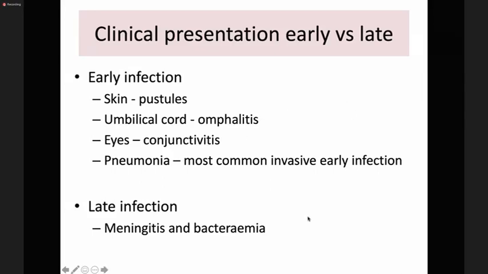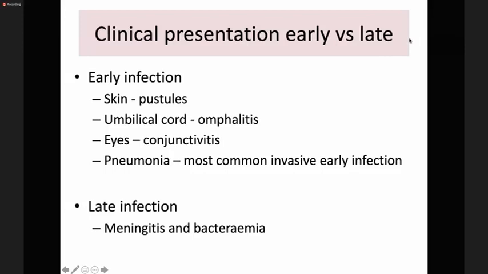So when we talk about infection in babies, you must remember early versus late, because the causes are different, organisms are different. Therefore, we should treat it with different antibiotics. Our approach is different, right? So early infection is usually related to stuff in the mom, and late infection is usually related to stuff from the hospital, right?